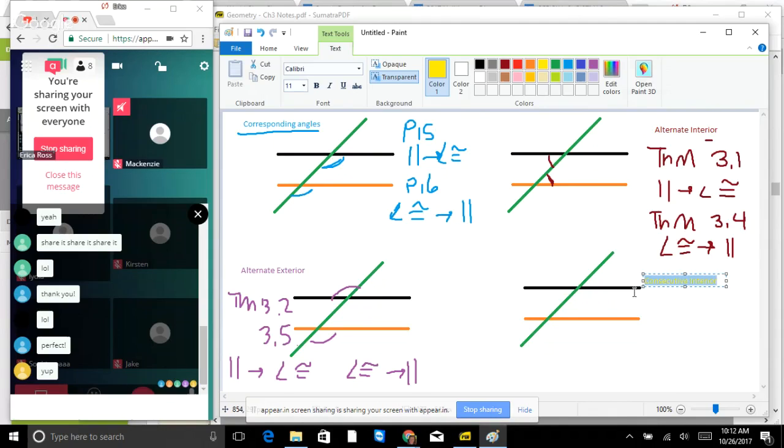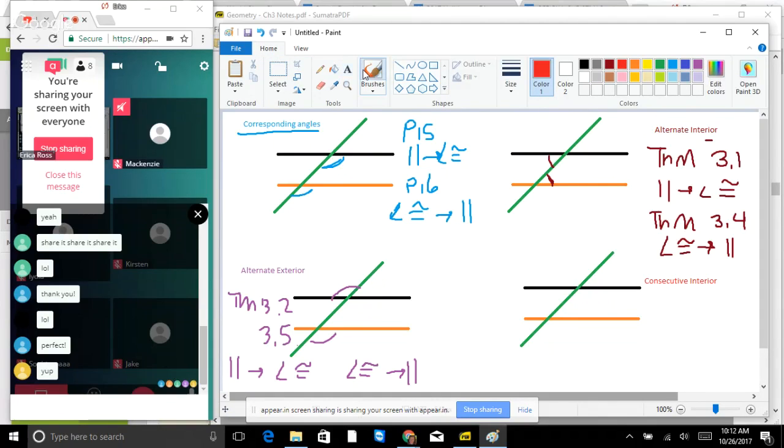All right, so what's up with these consecutive interior guys? We'll change it to something red. There we go. Consecutive interior angles. Interior on the inside. Consecutive means they're on the same side. So these are a little bit different. Consecutive interior angles are covered by theorem 3.3 and theorem 3.6. So these are a little bit different, okay?